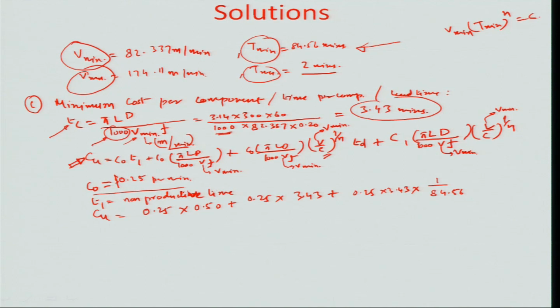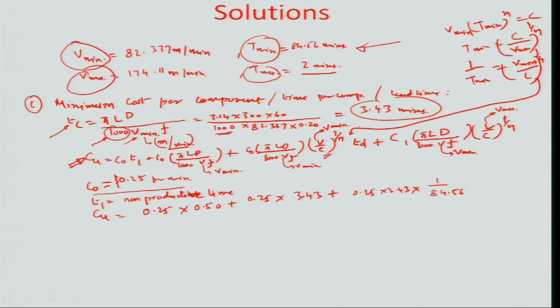Okay, again just coming back to this paradigm here, you know that V minimum times T minimum to the power of N is C. So here essentially what we are trying to do is to find out what is T minimum, which is C by V minimum to the power of 1 by N. So if I do 1 by T min, this becomes equal to V minimum by C to the power of 1 by N, which is nothing but this particular value right here. So we are just substituting this by 1 by T minimum. T minimum has already been calculated for the minimum cost model, derived earlier, times TD. TD obviously is the time to change a cutting edge in minutes.